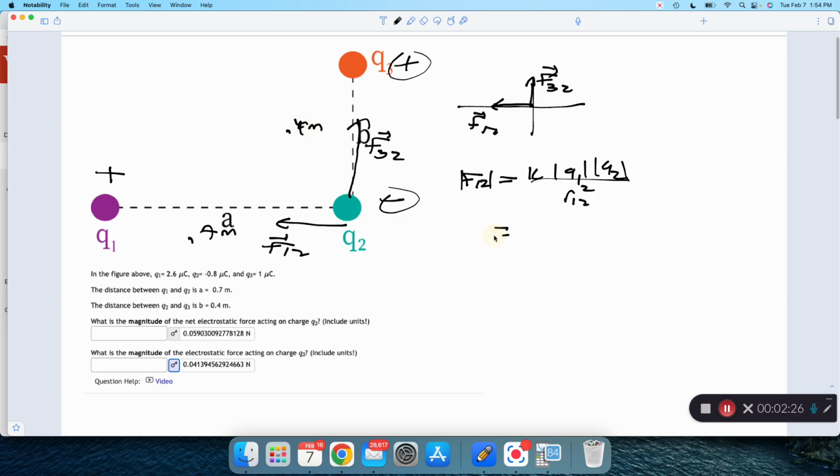All right, K is 8.99 times 10 to the 9th. Q1 is 2.6 microcoulombs, so times 10 to the negative 6th. Q2, don't care about the negative. We're never, ever, ever going to plug negatives into Coulomb's law here because this is magnitude. We take care of the positives and negatives by looking at the picture. Q2 was 0.8 times 10 to the negative 6th because it was microcoulombs, and then divided by that distance, 0.7 squared.